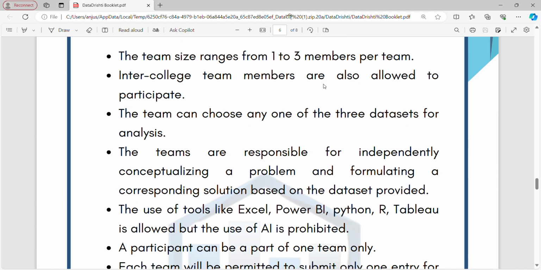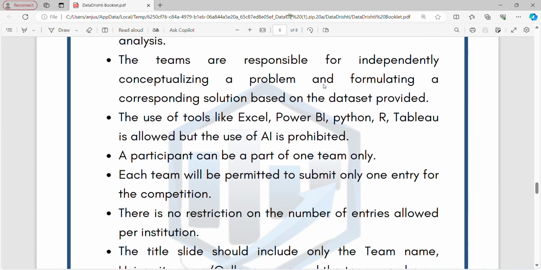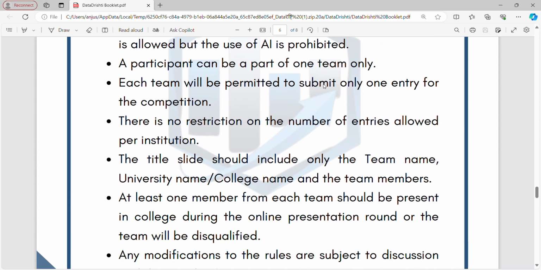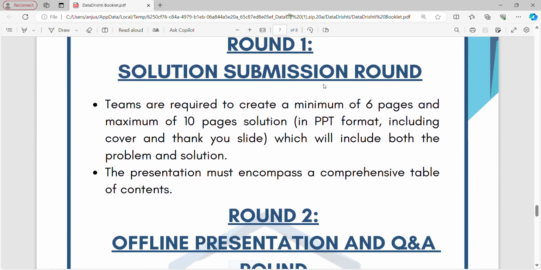Then the guidelines are provided. The teams can choose any one of the 3 data sets for analysis. Teams are responsible for independently conceptualizing a problem and formulating a corresponding solution based on the data set provided. The use of tools like Excel, Power BI, Python, R, Tableau is allowed, but the use of AI is prohibited. Okay, so that's it. Now the submissions are as per.